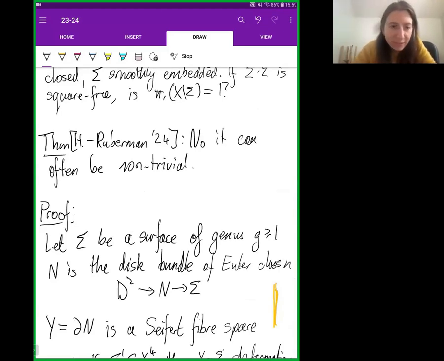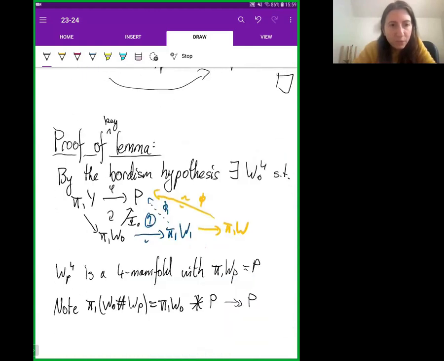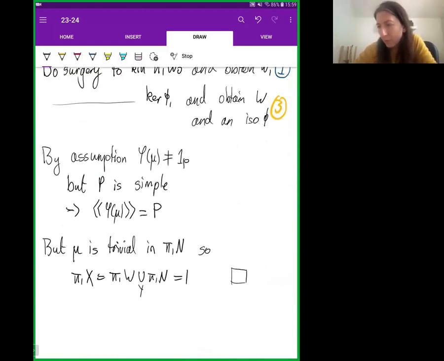One question I have is, do you have any idea which groups can arise as pi1 of the complement of sigma? The explanation was very clear, so I can understand what these groups have to satisfy in order for your argument to run. But do you have any idea?